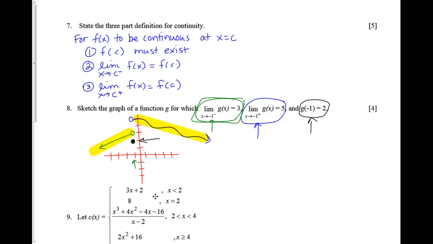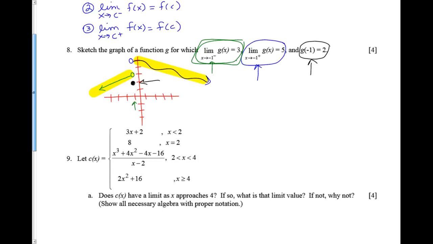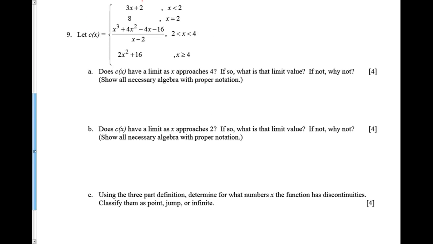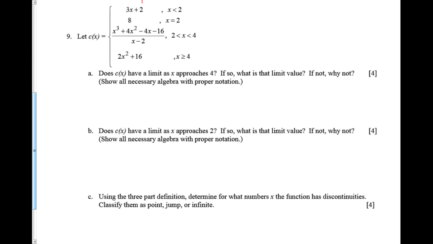All right, question number 9. This is another question where we have multiple things going on with the same question. We've got a big, nasty piecewise function, c of x, and then what am I going to have to answer about it? In part A, I'm looking at does we have a limit as x approaches 4. Now you notice 4 was one of our joints to our pieces up here in the function. In part B, it's asking do we have a limit as x approaches 2. So 2 was another joint in my pieces.